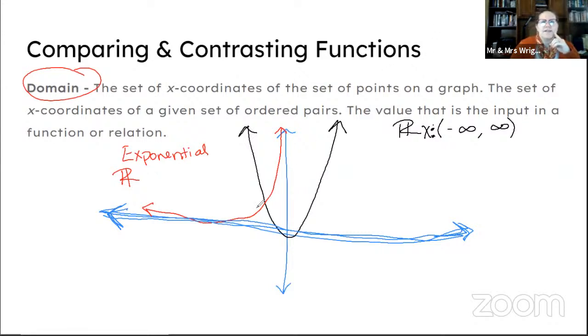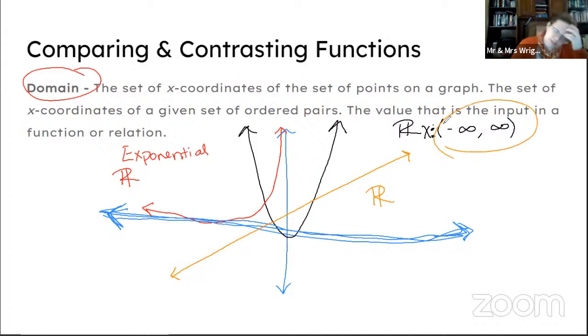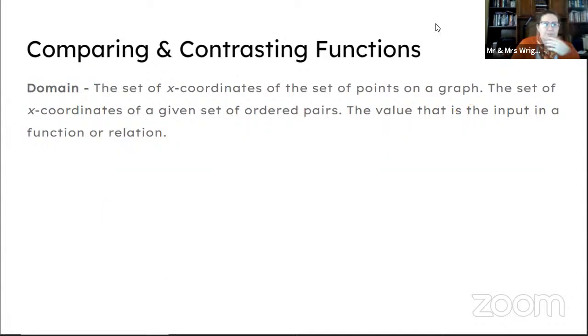Okay, and then also we've got a linear function, right? And this linear function will have a domain of all real numbers, which again, all of these can be written in that same set notation format of parentheses, negative infinity to positive infinity, because all of these have the ability to have any x value at all, ever.